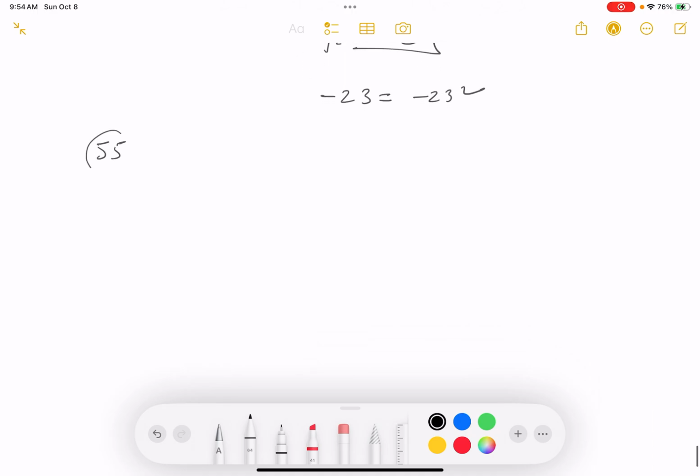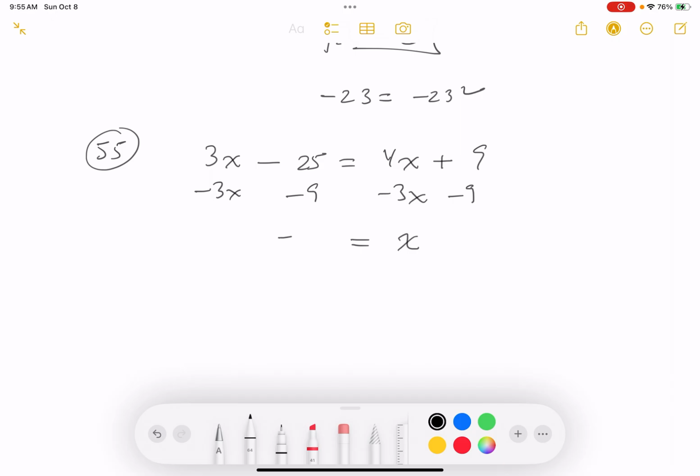Let's go to 55. What's 55? Getting a little bit simpler now, aren't they? 3x minus 25 equals 4x plus 9. Well, I'm going to subtract 3x from both sides. And I'm going to subtract 9 from both sides. And what do you get over here? Well, you get x. On the other side, what do you get? You get minus 34. So x is minus 34.